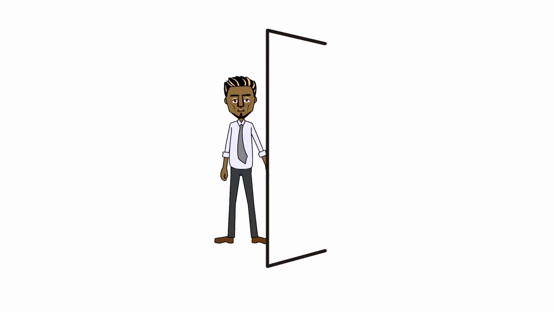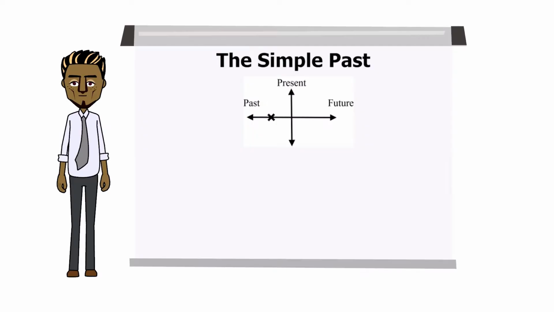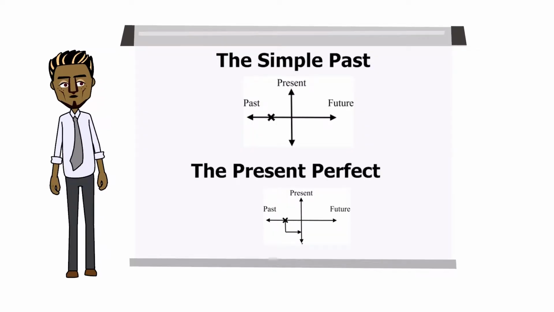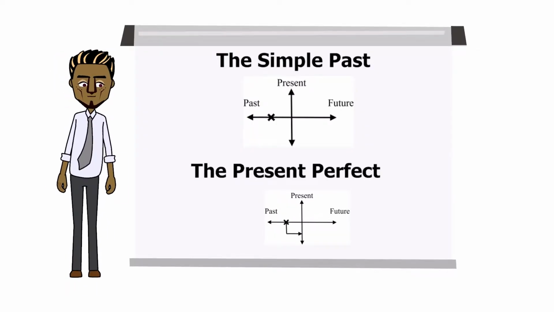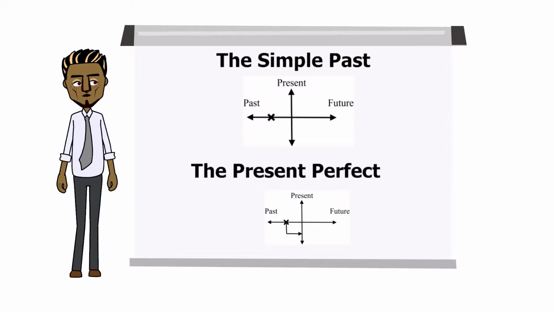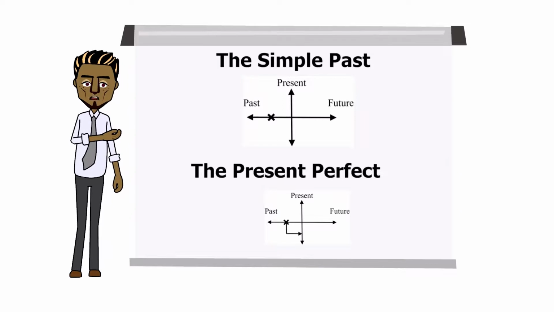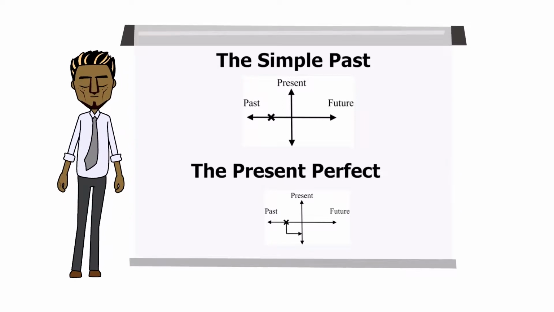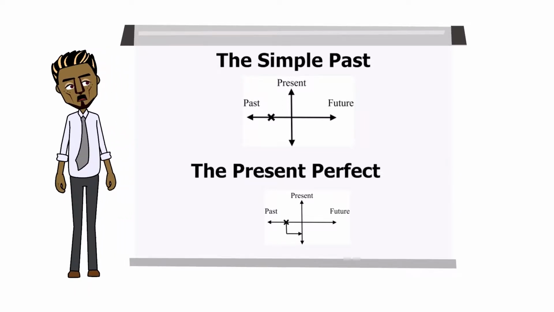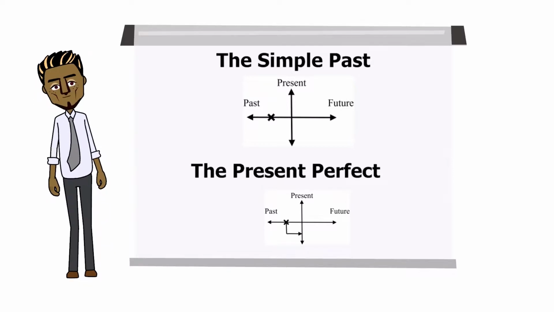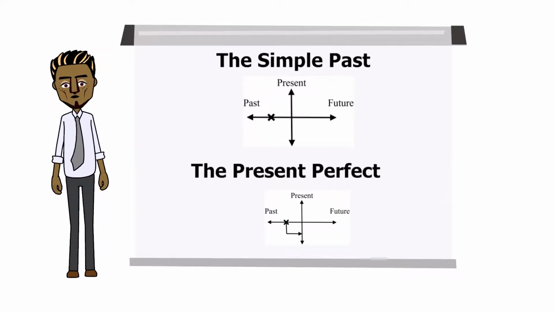Today on Know the Difference, we are going to look at the differences between the simple past and the present perfect. The simple past and present perfect are two tenses that are often used incorrectly. The reason why is that they both seem to represent the past, but nothing could be further from the truth, and that's why we're going to look at them.